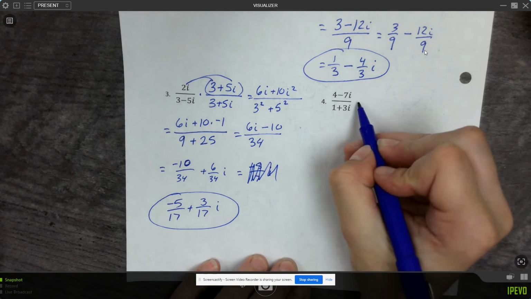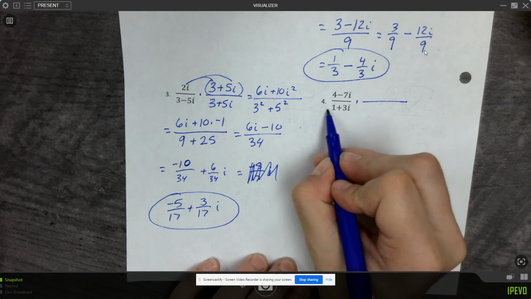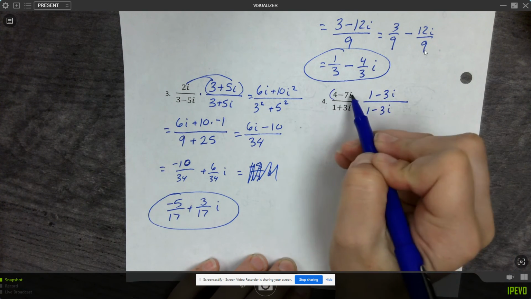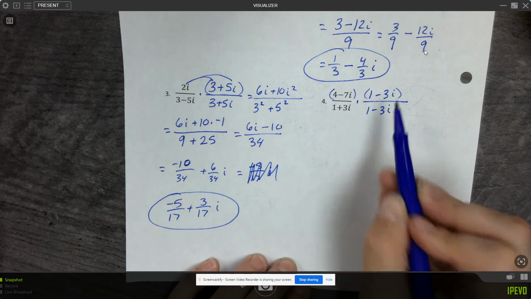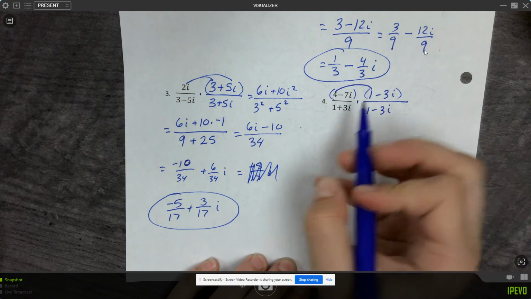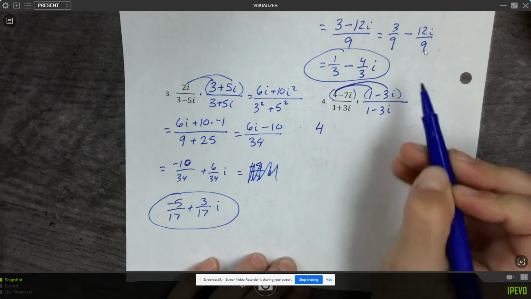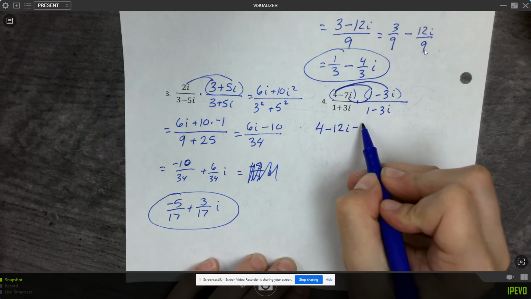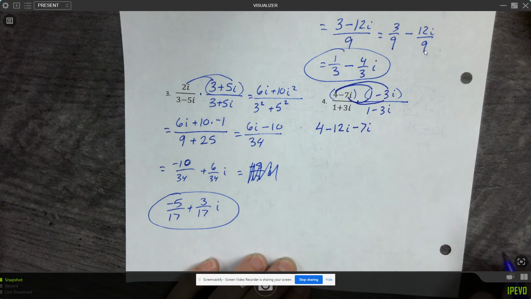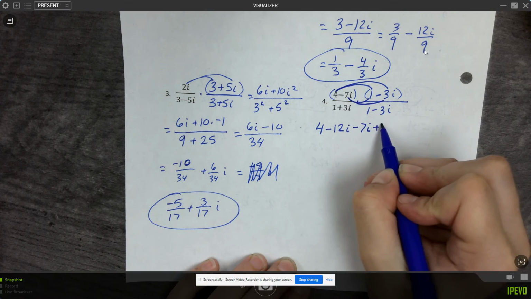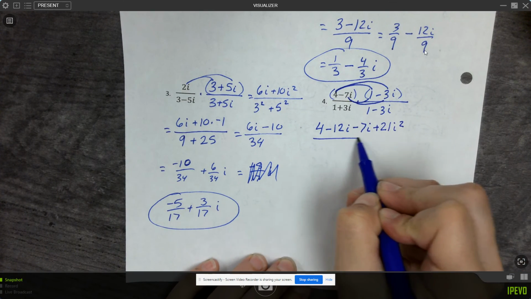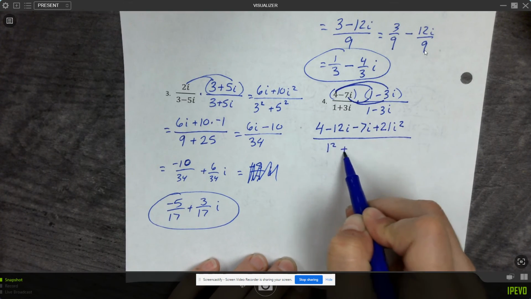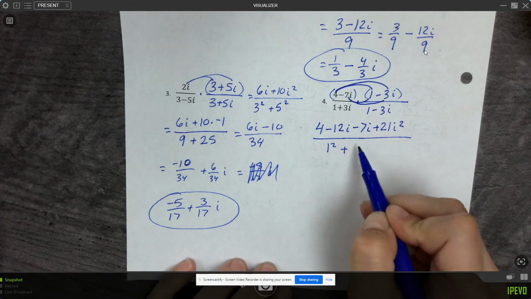All right, your last problem. Timesing it by the complex conjugate of the denominator, which is 1 minus 3i. Now, here is where in your numerator you are going to have to FOIL. 4 times 1 is 4. 4 times negative 3i is negative 12i. Negative 7i times 1 is negative 7i. And negative 7i times negative 3i is a positive 21i squared. All divided by a squared plus b squared.